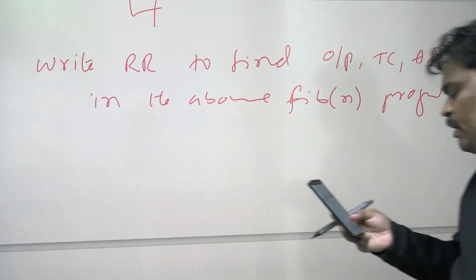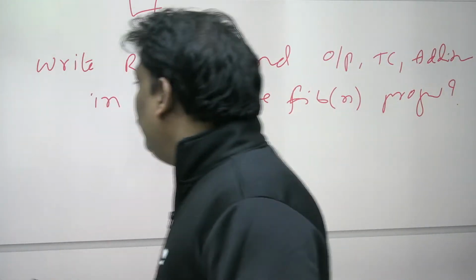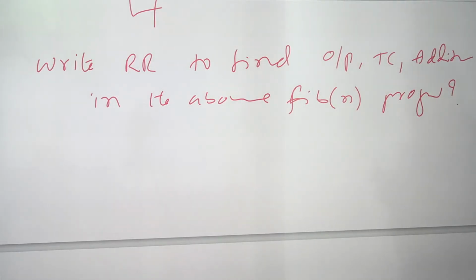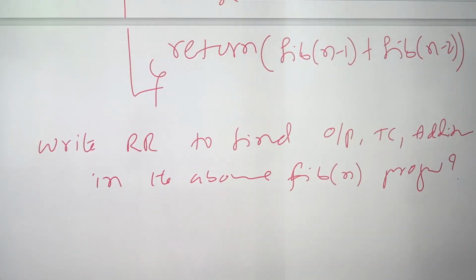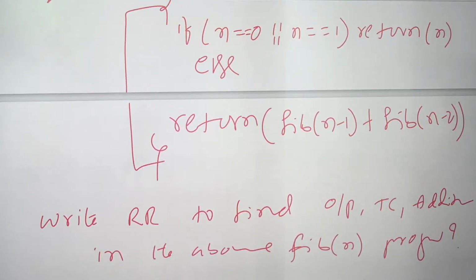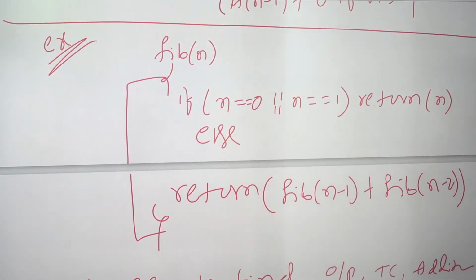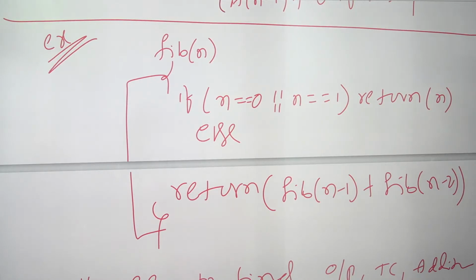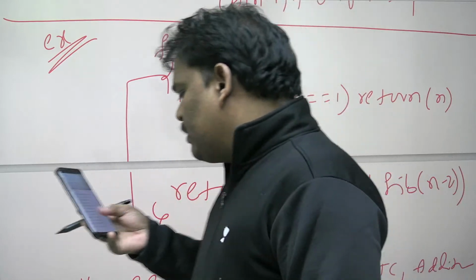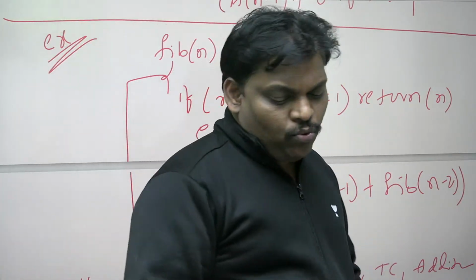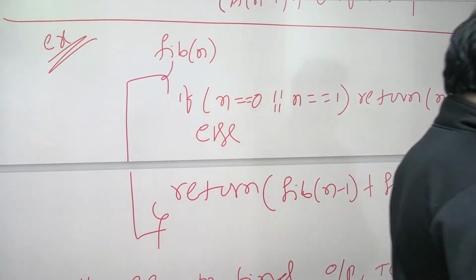I want an answer. Can you try now? If you can handle this one, you are perfect. In this program, for additions purpose, write the recurrence relation. For output purpose, write the recurrence relation. For time complexity purpose, write the recurrence relation. Can you try one time? Right answer, wrong answer, doesn't matter. If you can do this, today, what purpose you attended this class, almost you fulfilled it.